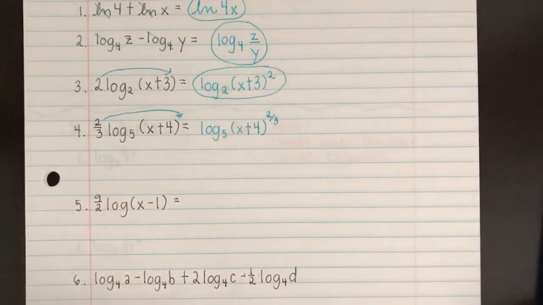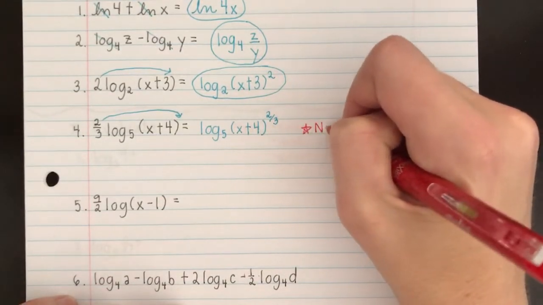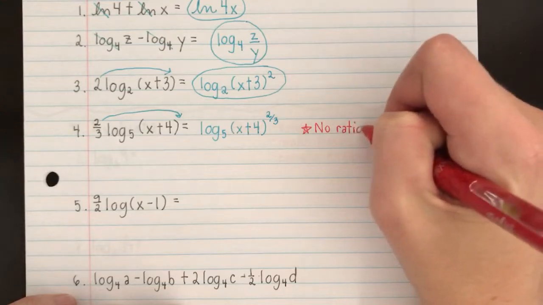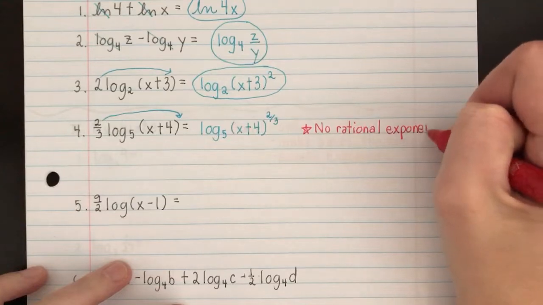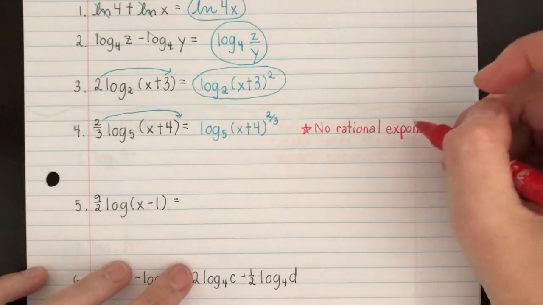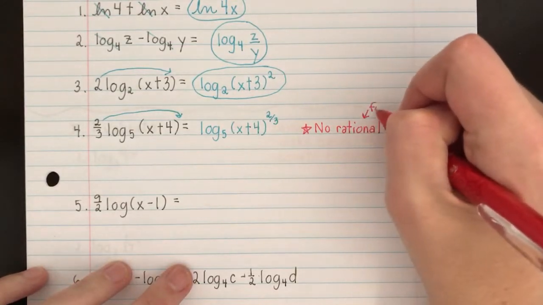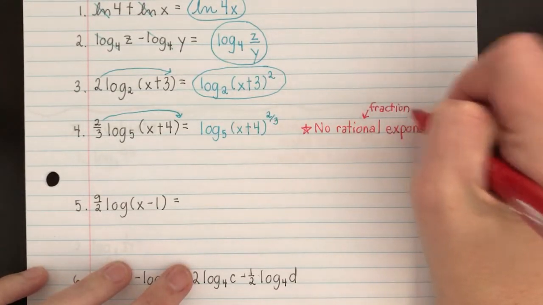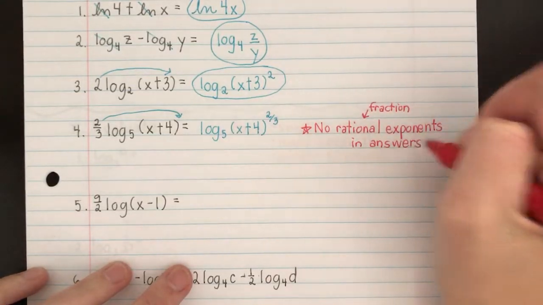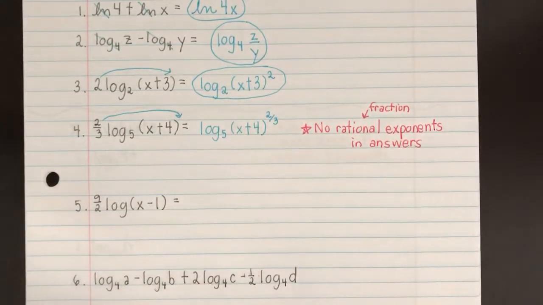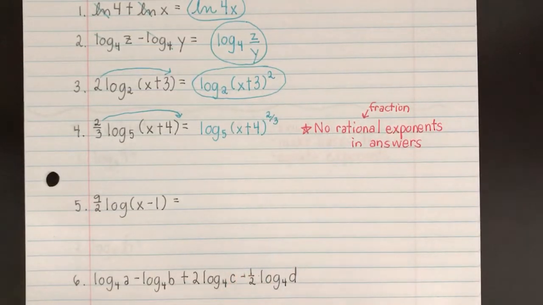Okay, and not all the time, but some of the time you will be asked to have no rational exponents. So in this case, for today's lesson, no rational exponents. Okay, and rational, remember, means fraction. So no fraction exponents in answers for today. That won't always be the case. Sometimes you're asked to leave it as a rational exponent, but I want you to get comfortable going back and forth. So in this case for today, no rational exponents.